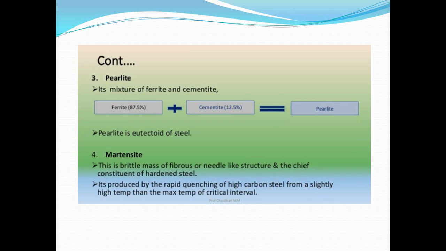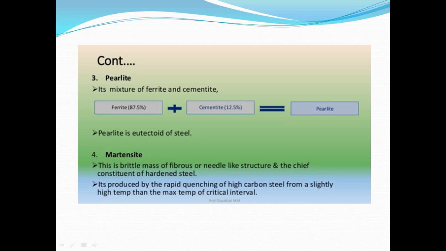So here the pearlite. The pearlite is actually a mixture of ferrite and cementite. So 87% of ferrite will be there and cementite 12.5% will be there. The combination or mixture of this ferrite and cementite we can call pearlite. Normally the pearlite is a eutectoid of steel.